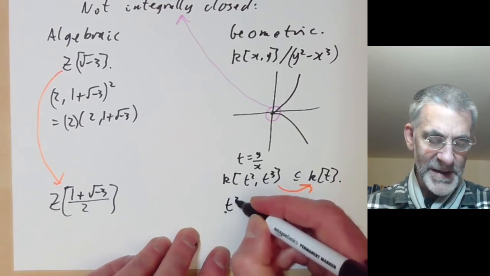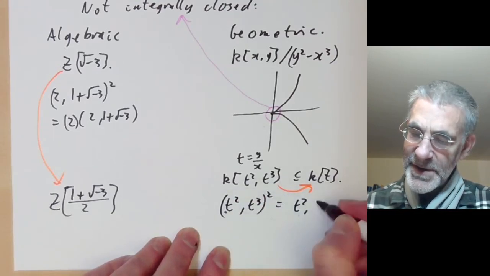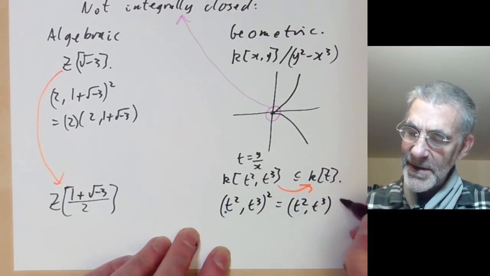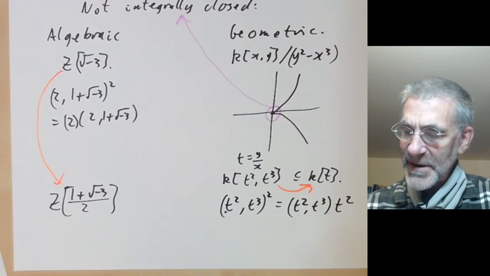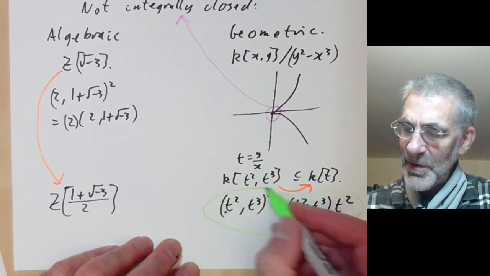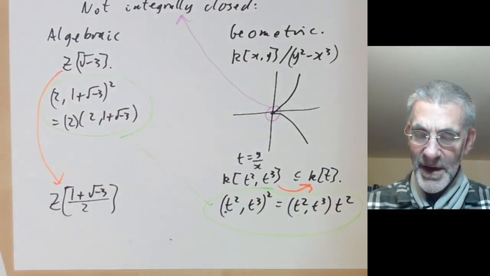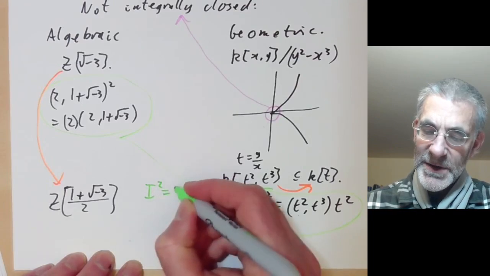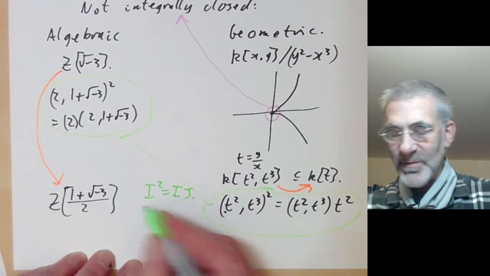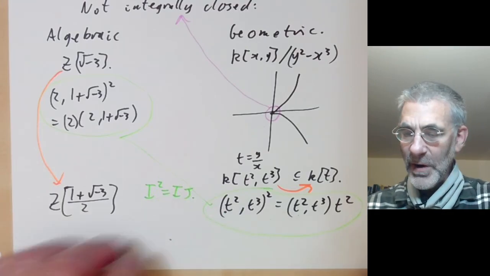For example, (t squared, t cubed) squared is equal to (t squared, t cubed) times the ideal (t squared). And this funny factorization, we have a non-unique factorization, corresponds to this non-unique factorization. In both cases, we're sort of getting I squared equals I times J for two different ideals, I and J, so something is clearly going wrong.